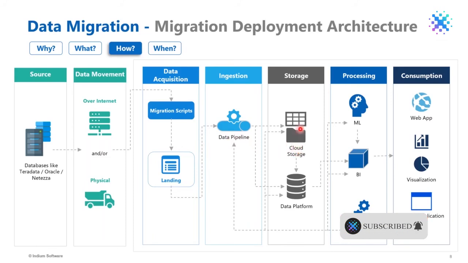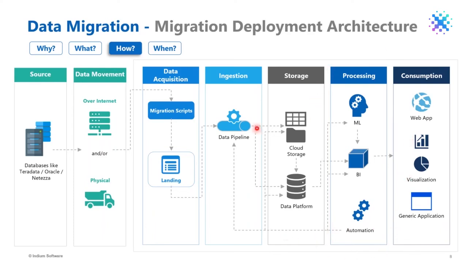If we start from the left, there are going to be source databases. For example, we just listed data warehousing type solutions: Teradata, Oracle, Netezza. Depending on the volume of this particular source data store, we could do it over the internet or we could do it over physical transfer. The data movement over internet or physical will depend on the plan and also on the volume of data that you have.